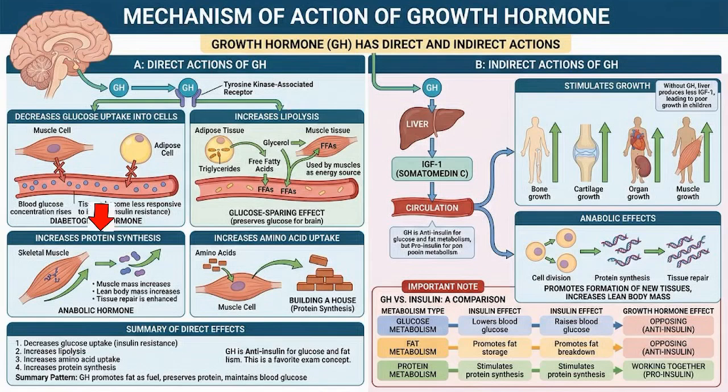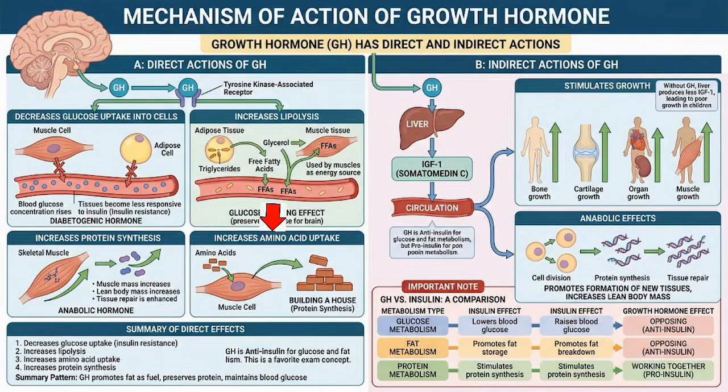3. Increases protein synthesis. Growth hormone also promotes protein synthesis, especially in skeletal muscle. It stimulates cells to produce more structural and functional proteins. As a result, muscle mass increases. Lean body mass increases. Tissue repair is enhanced. This is one of the reasons GH is called an anabolic hormone.